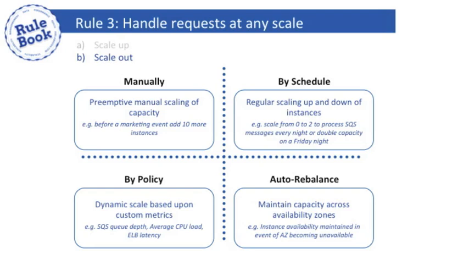So examples of that might be preemptively scaling your cluster of servers before a marketing event to add 10 more servers. By schedule, so scaling from 0 to 2 to process some messages in a queue every Friday night, or to double the capacity on a Friday night because that's when your weekly peak hits you. To dynamically scale based upon average CPU load or latency seen from a load balancer. And then, as I mentioned previously, auto-balancing in the event of some sort of failure of a particular instance or application in the availability zone.